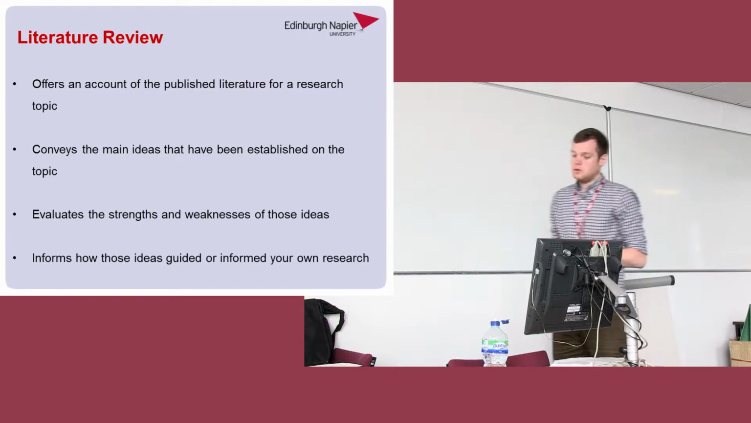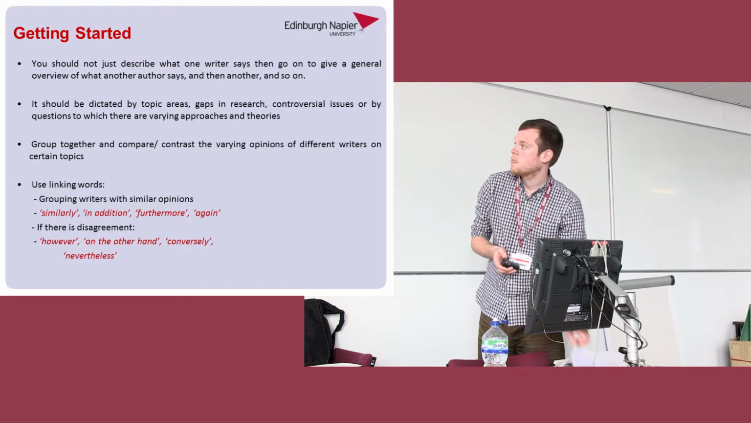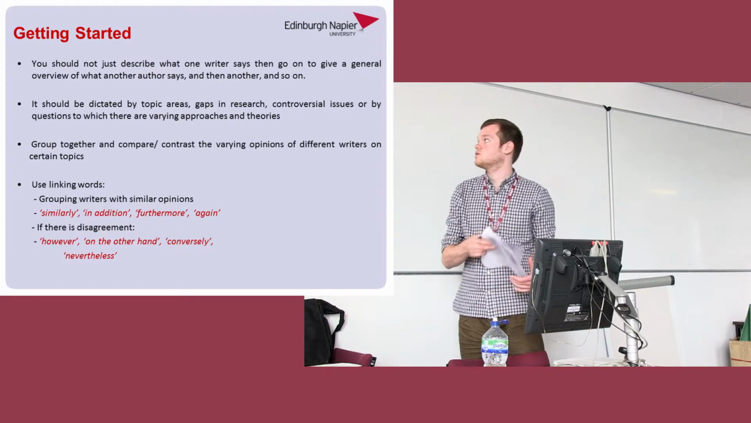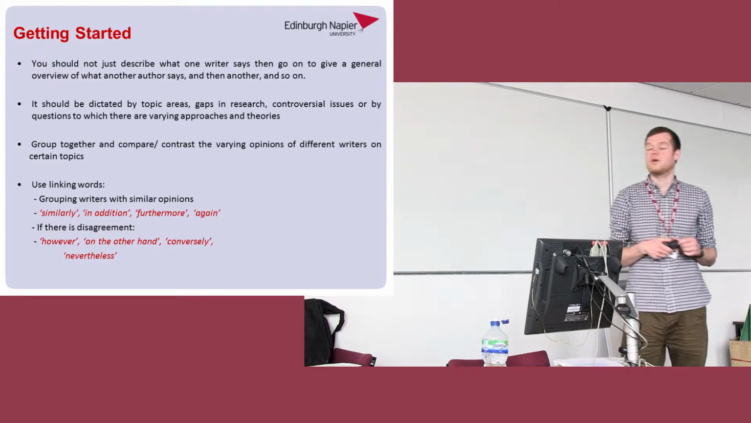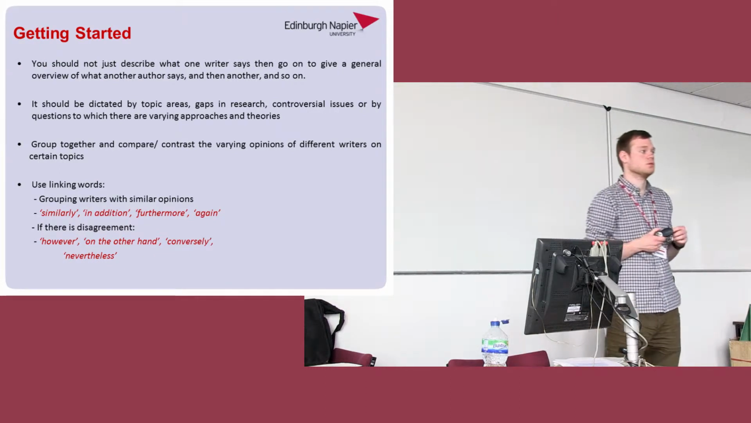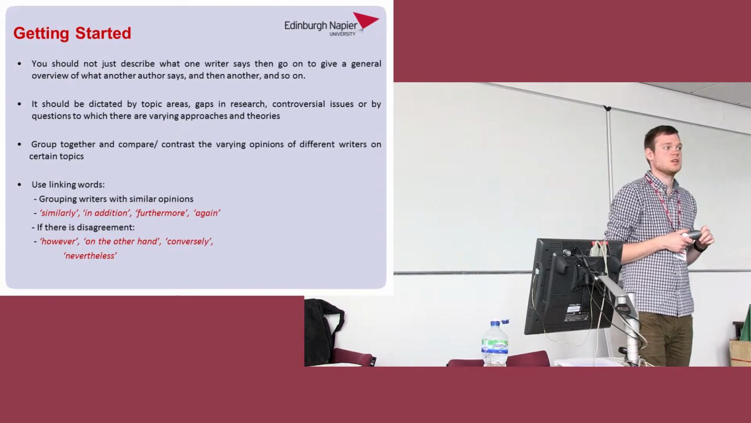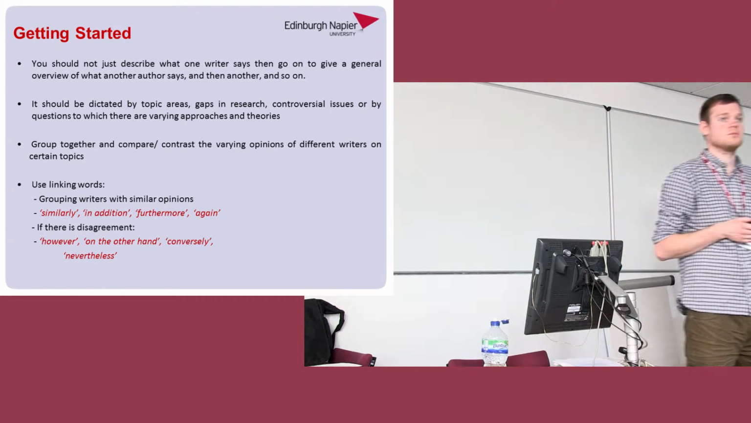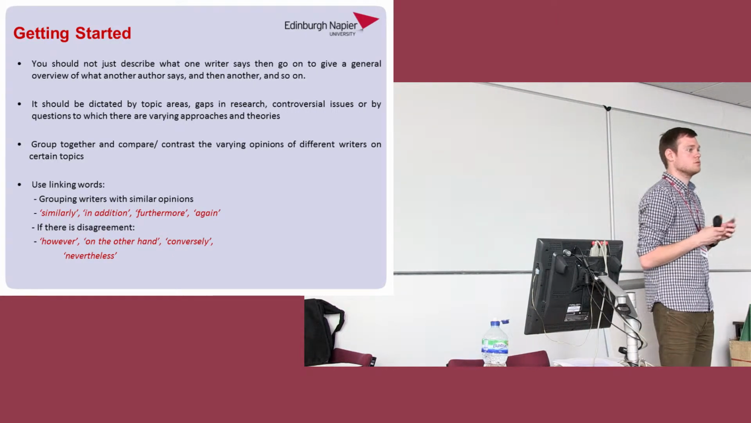Okay. So getting started on your literature review. You should not just describe what one writer says, then go on and give a general overview of what another author says, and then another, and so on, and so on. What do we think we need to do when we're writing? Instead of just saying, okay, this author says this, this author says that, this author says this. What do we need to do? Any ideas? What's it mean?